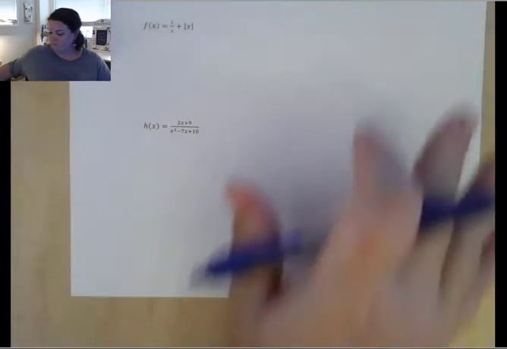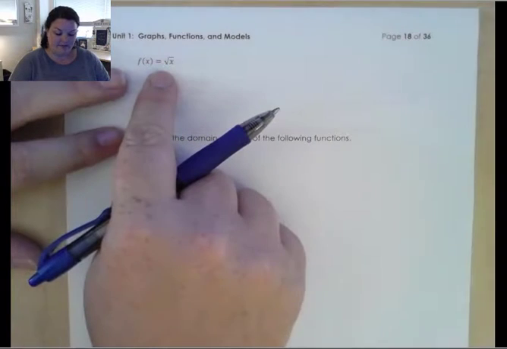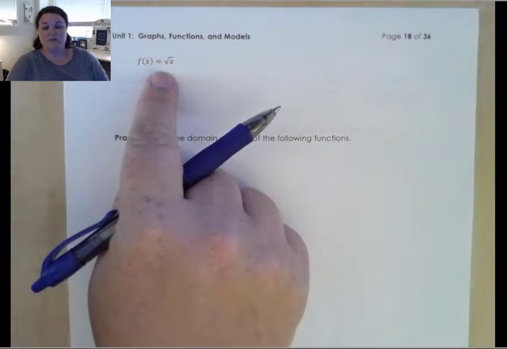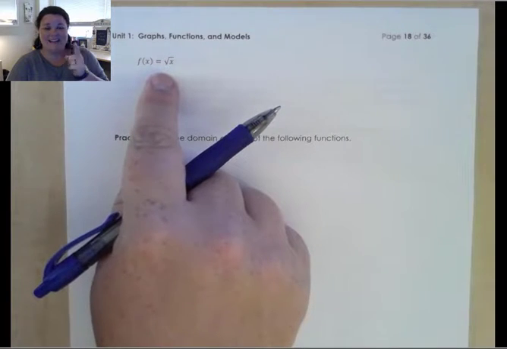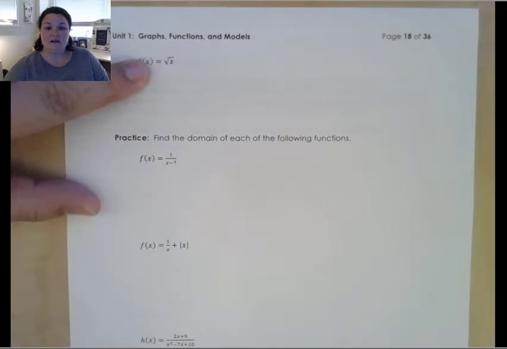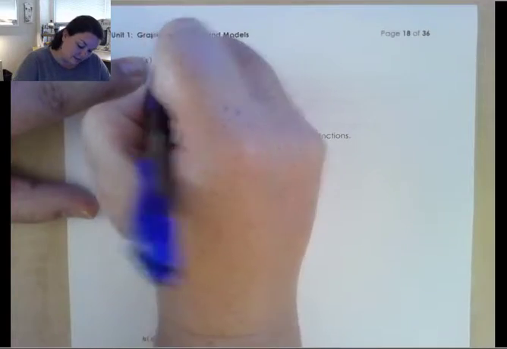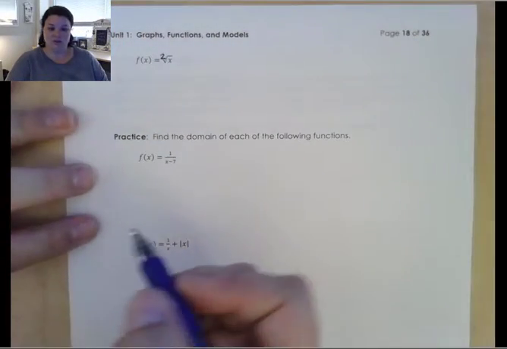Okay. All right. So this next one on page 18 looks like f of x is the square root of x. So remember our two stipulations, even root radicals and denominators. I can see here I don't have a denominator, so that's not going to be an issue. But I do have an even root, right? Because anytime I see a square root, if there's no number written in this little square root index spot, the implied index is a 2.